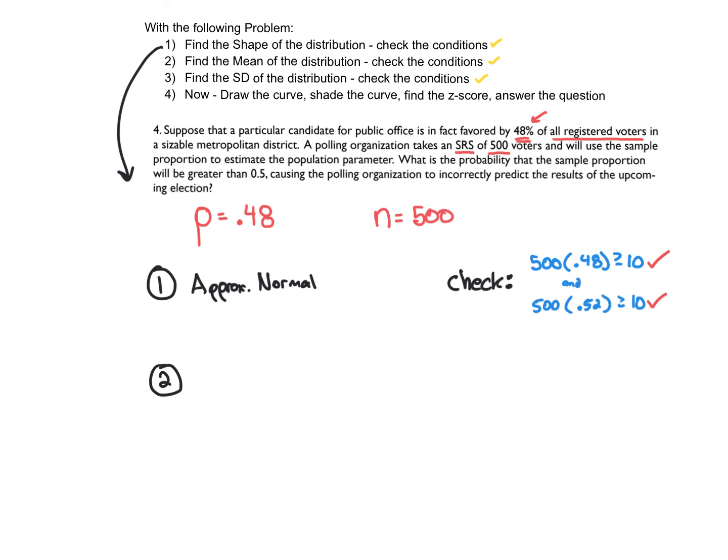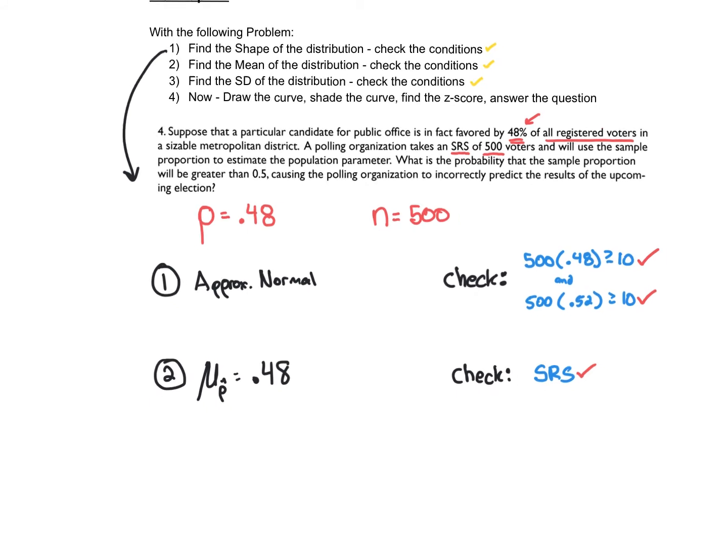Number two, it says find the mean of the distribution. Well, we believe that the mean of the P hats will equal the P value of the population, which is 0.48. But we need to be sure we can check that, right? Check or verify that. Well, what do we need to check? We need a random sample. Hey, guess what? They said SRS, which we know stands for simple random sample. So yes, I'm gonna put a little check mark next to that. It checks out, therefore it's unbiased. Therefore we can use that formula.